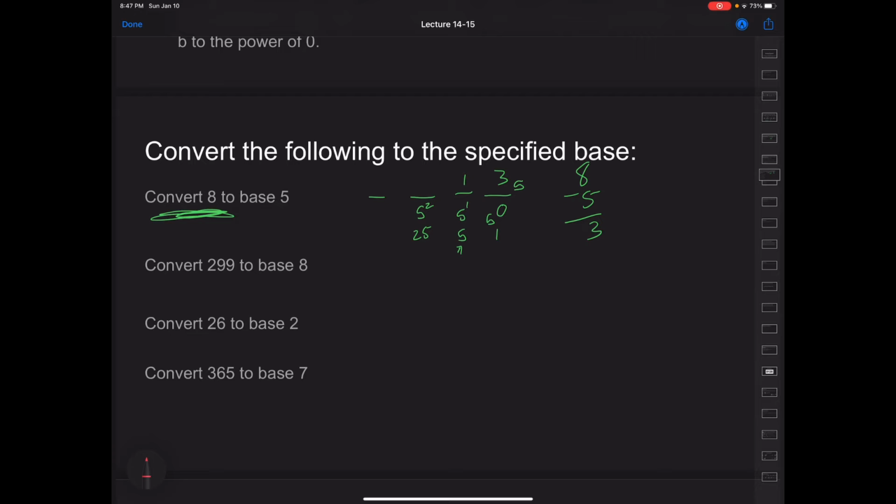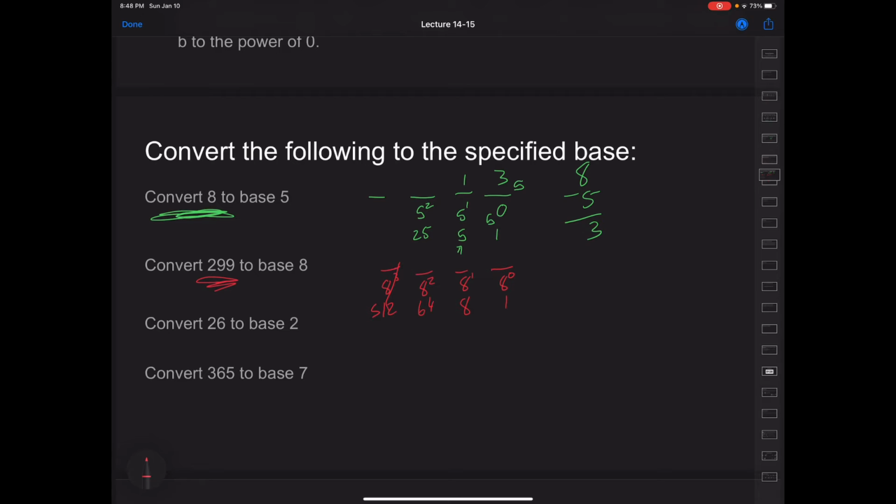So in the next one, we want base 8. We have 8 to the 0, which is 1. 8 to the first power, which is 8. 8 to the second power, which is 64. 8 to the third power, which is 512, and we're officially at a point where we're bigger than our number, 299. So we know that in base 8, we don't need this one. In base 8, our number will be 3 digits long.